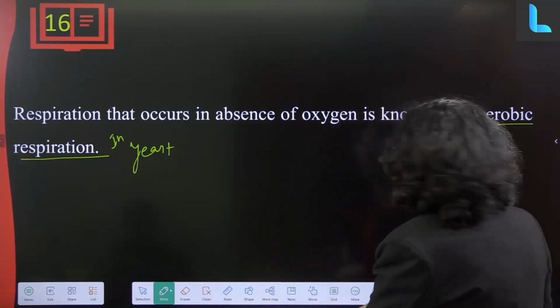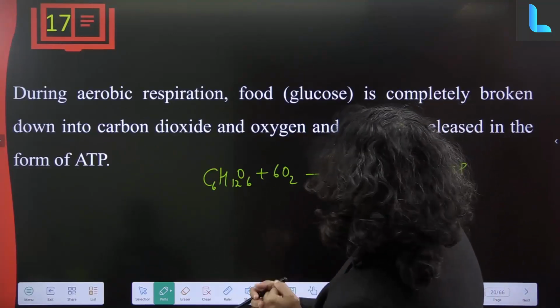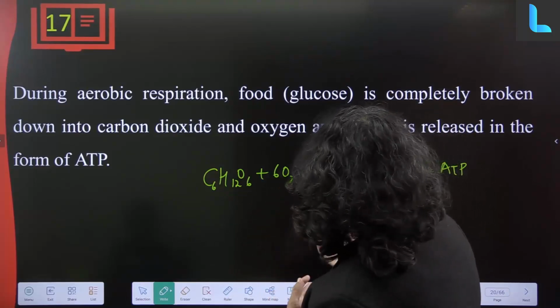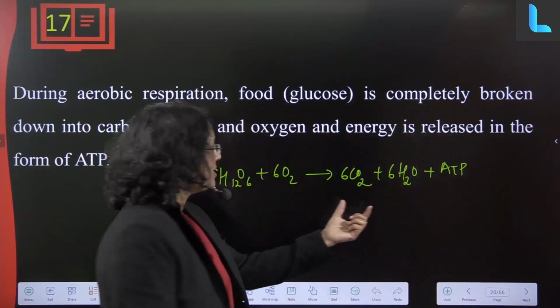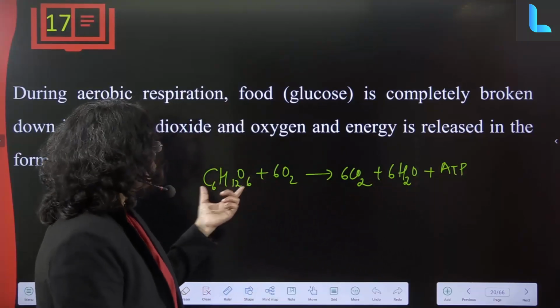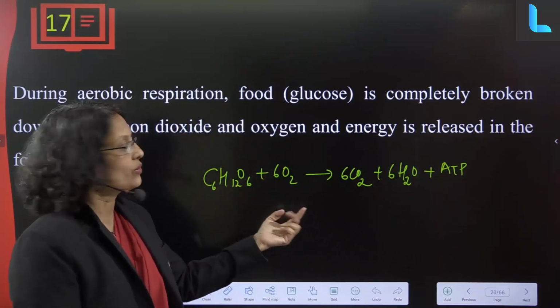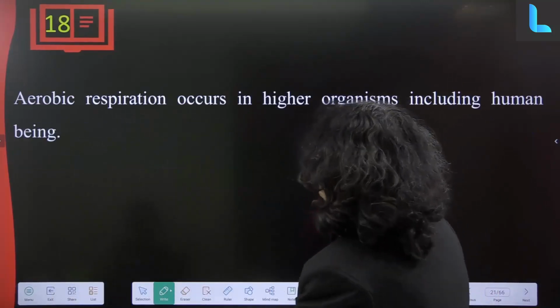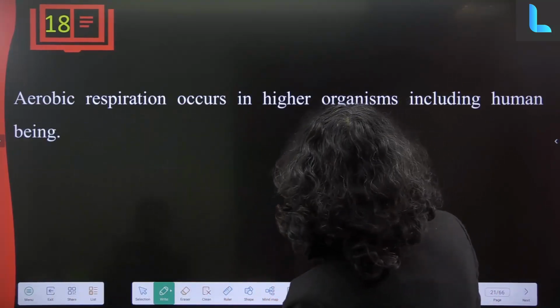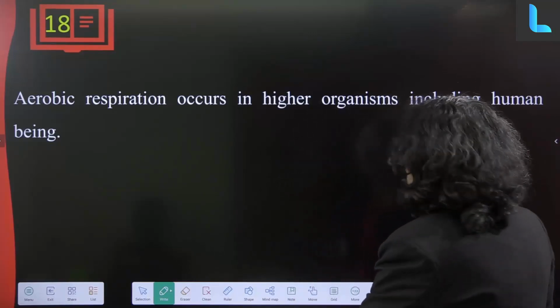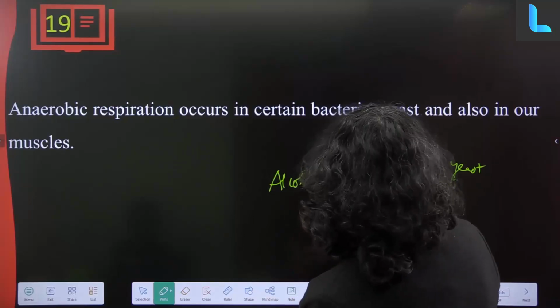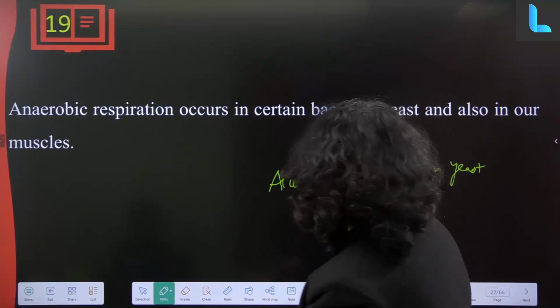Okay, not beyond that. So during aerobic respiration, food is completely broken down into carbon dioxide and water, and energy is released in the form of ATP. So this is food in the presence of oxygen giving carbon dioxide, water and energy. Now aerobic respiration occurs in higher organisms including human beings. Anaerobic occurs in smaller organisms like bacteria and yeast, and also in our muscles.